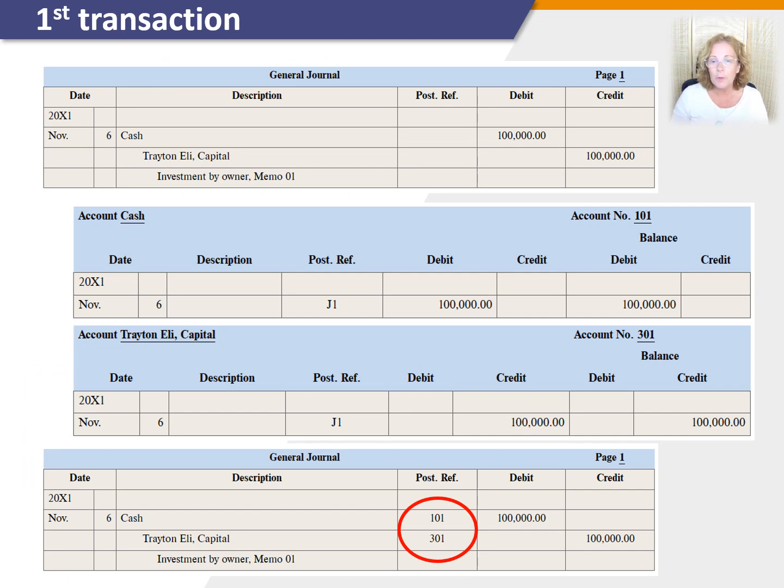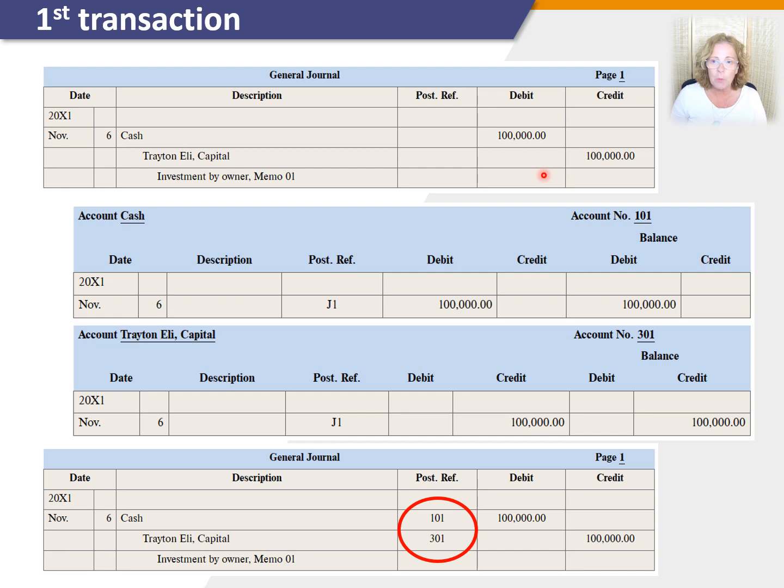Let's look at the first transaction for Eli's Consulting, where Trayton Eli deposited $100,000 into the company's business bank account. In the general journal, we recorded this business transaction by debiting cash and crediting Trayton Eli's capital for $100,000. The general journal records transactions in chronological order in which the transactions occur, but now we want to have a permanent record of the transaction by account.